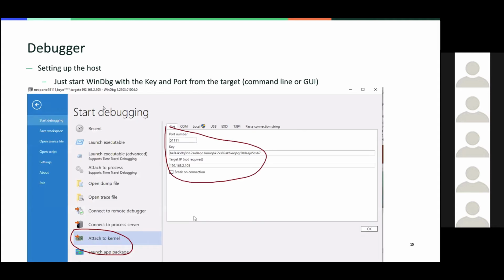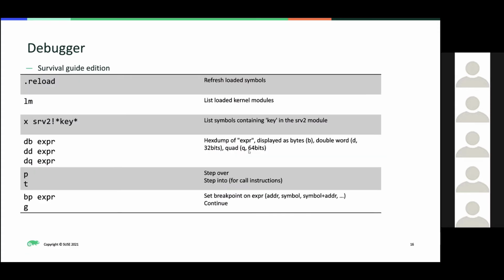In the host machine, you go to Start Debugging and attach to kernel. You go on the Net tab because you want to do network debugging. There are other ways to do it; you can use FireWire, USB, other things, but in our case, we use Net. You put the TCP port you want to listen on, the key that the debuggee printed, and the target IP. This is not required, but I put it there. You click OK, and this is the basic setup.